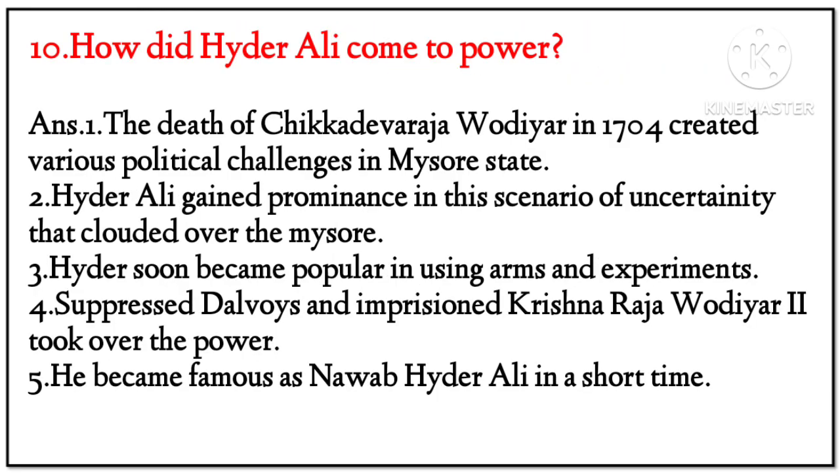Twelfth question: How did Hyder Ali come to power? Answer: The death of Chikkadevaraja Wodeyar in 1704 created various political challenges in Mysore state. Hyder Ali gained prominence in this scenario of uncertainty. He soon became popular by using army experiments, suppressed the Dalawais, imprisoned Krishnaraja Wodeyar II and took over the power. He became famous as Nawab Hyder Ali in a short time.